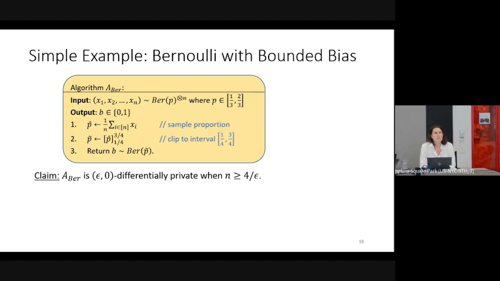So I believe that the privacy proof holds even if the bias is not bounded, but I would need to check the details. Really the accuracy relies on that fact, but I would need to double check. I don't want to say the wrong thing. I'm not sure.